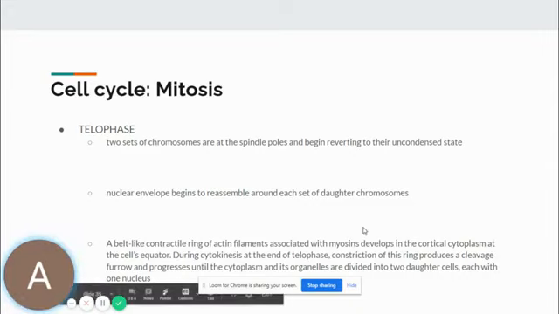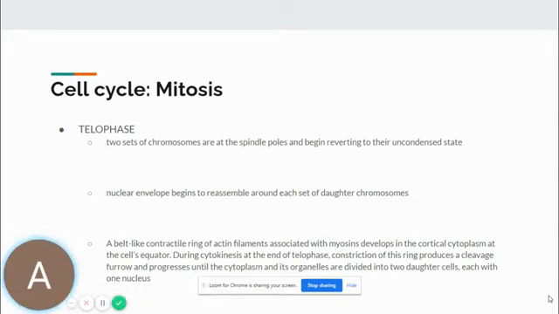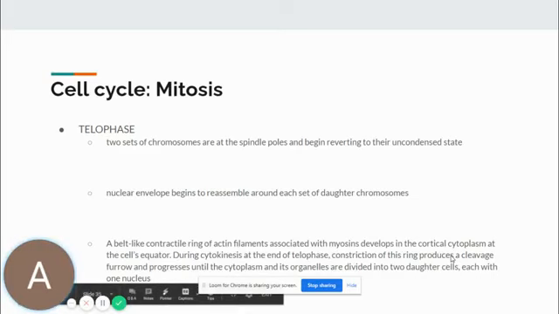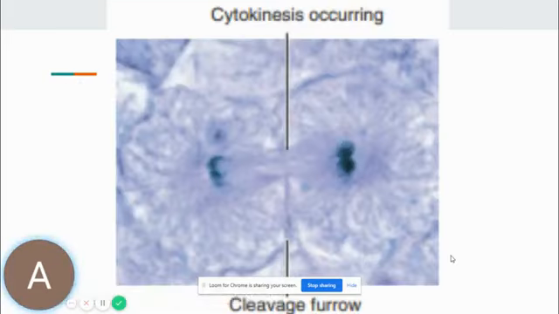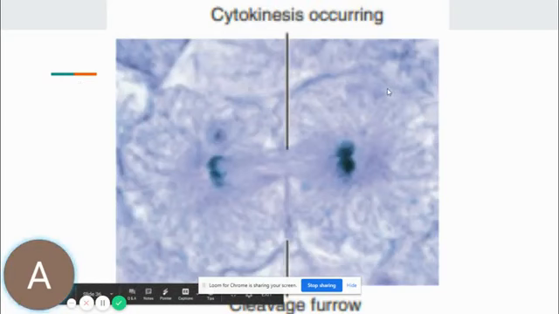The nuclear envelope begins to reassemble around each set of daughter chromosomes, and a belt-like contractile ring of actin filaments associated with myosins develops in the cortical cytoplasm at the equator. So during cytokinesis, the cells move apart from each other at the end of telophase, the ring constricts, producing a cleavage furrow, and progresses until the cytoplasm and its organelles are divided into two daughter cells, each with one nucleus. It's like cutting the cell membrane in the middle, so the two daughter cells separate fully and don't become Siamese twins. So this is cytokinesis, the movement of cells away from each other.